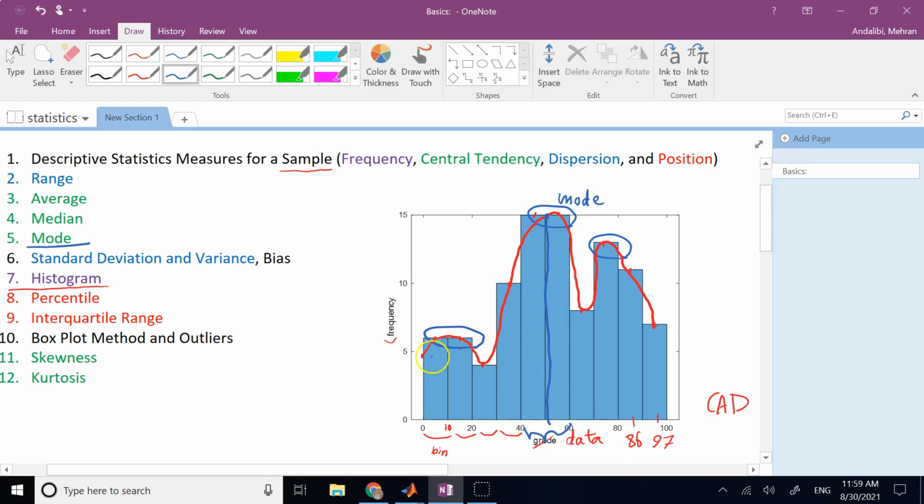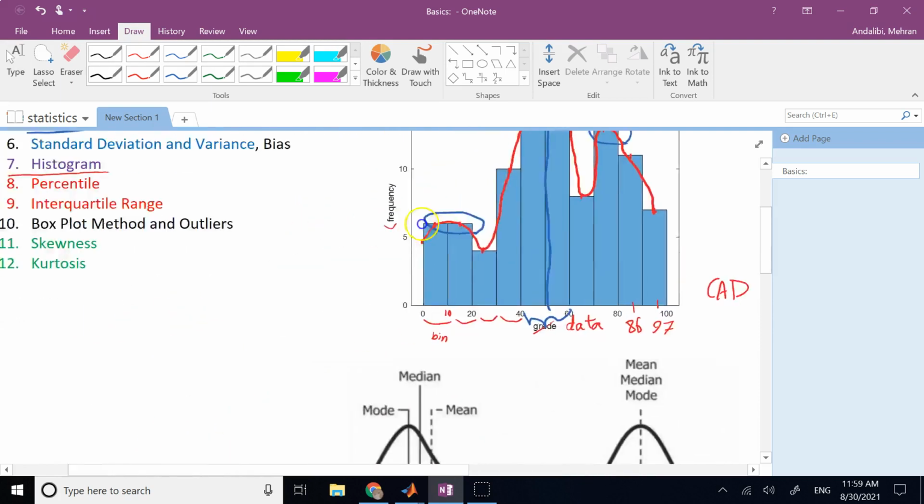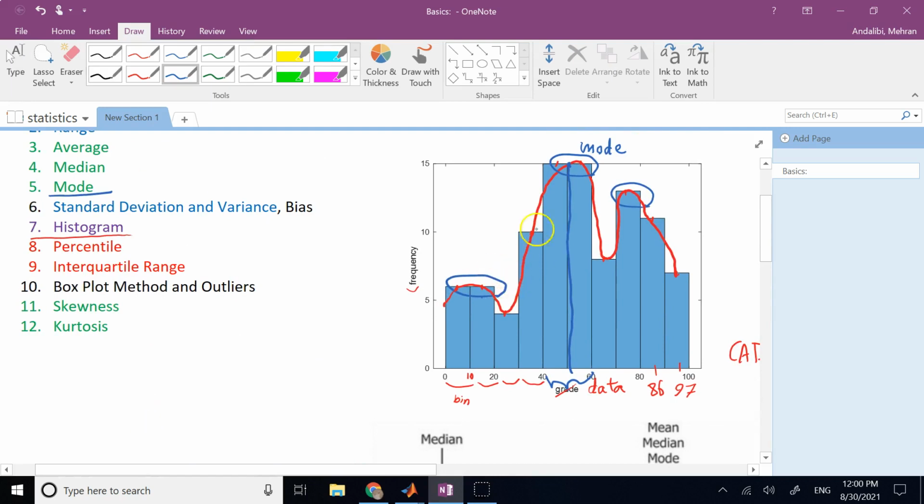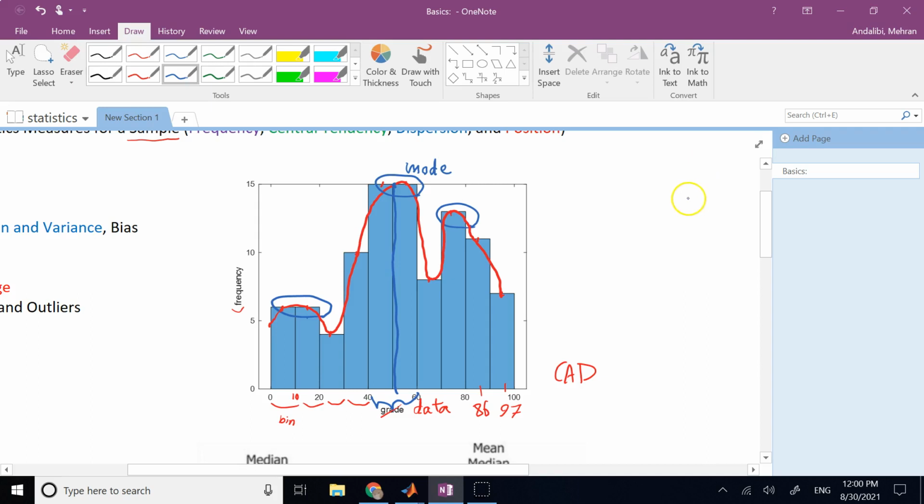Now, if the distribution of your data, the histogram, has one dominant peak and nothing else, so it looks something like this, right? If you look at this distribution, there is only one peak. If you have one single peak in your data, then we call it what? We say the distribution of the data is unimodal, meaning one single mode. But it is not always like that. Sometimes you have 2 or 3 or more of these modes.